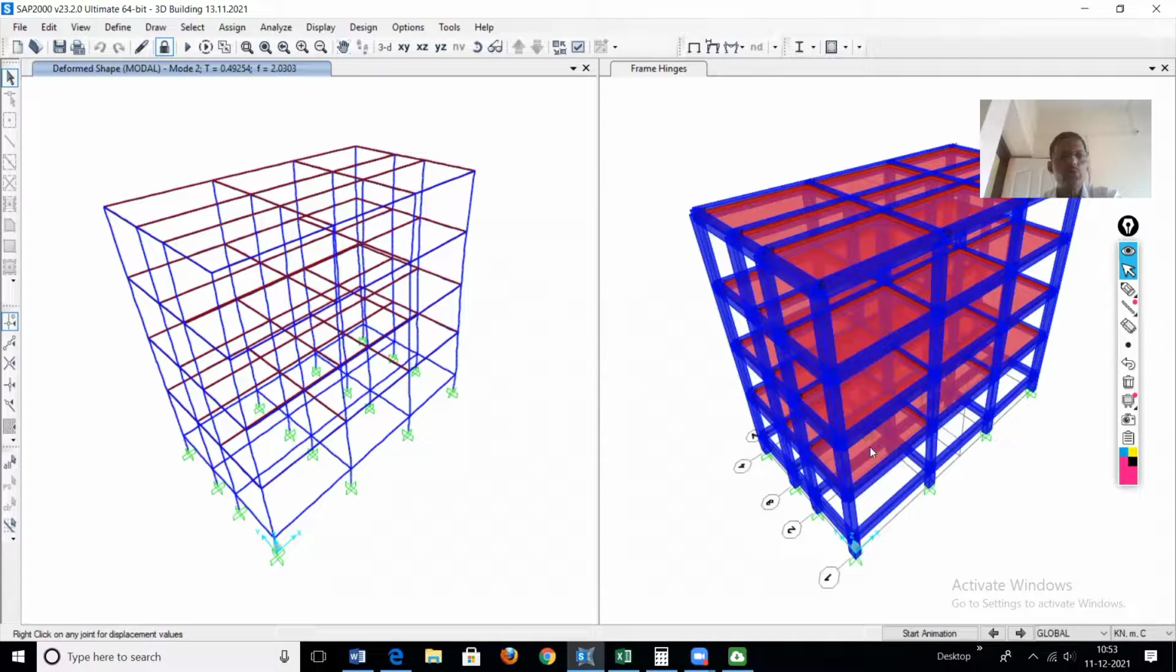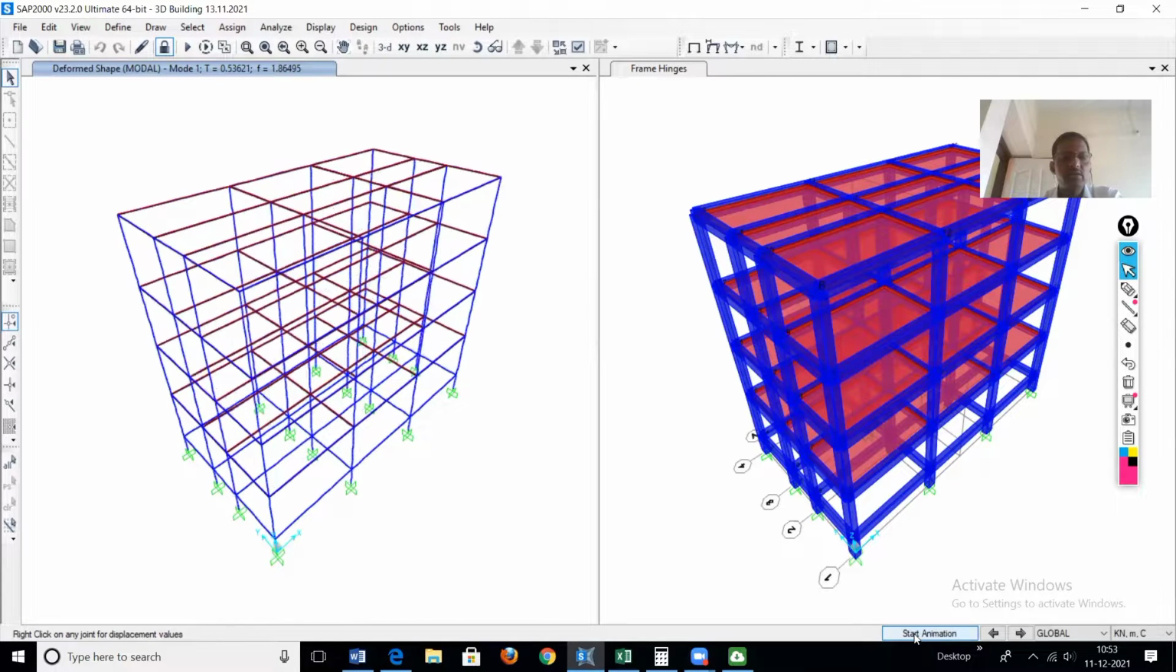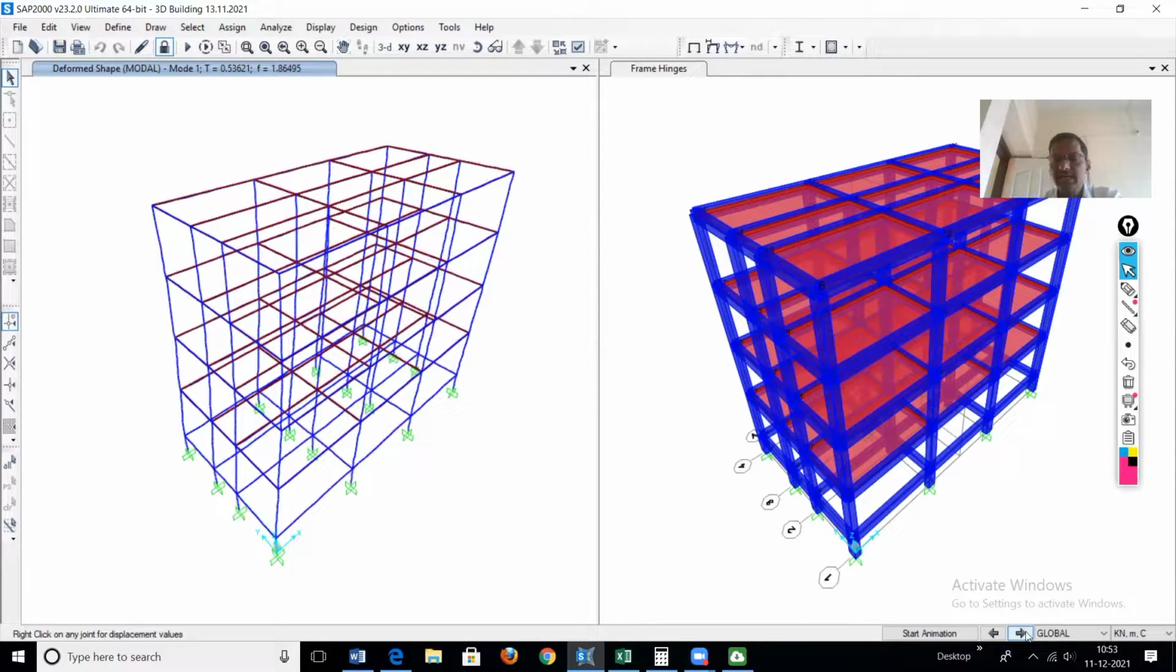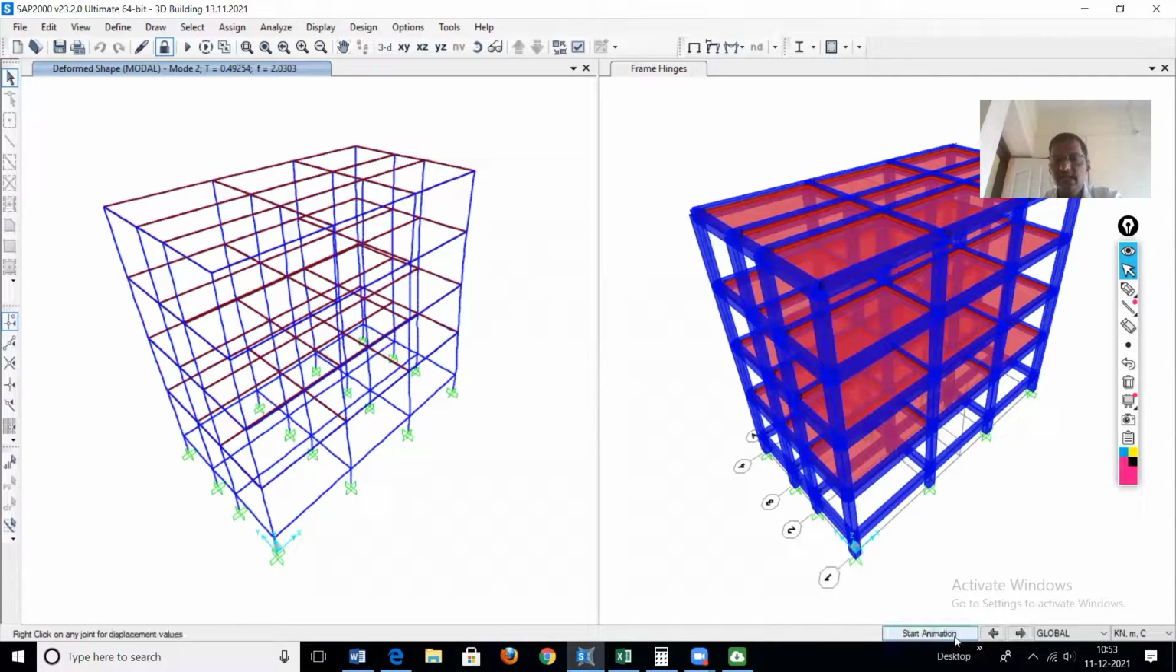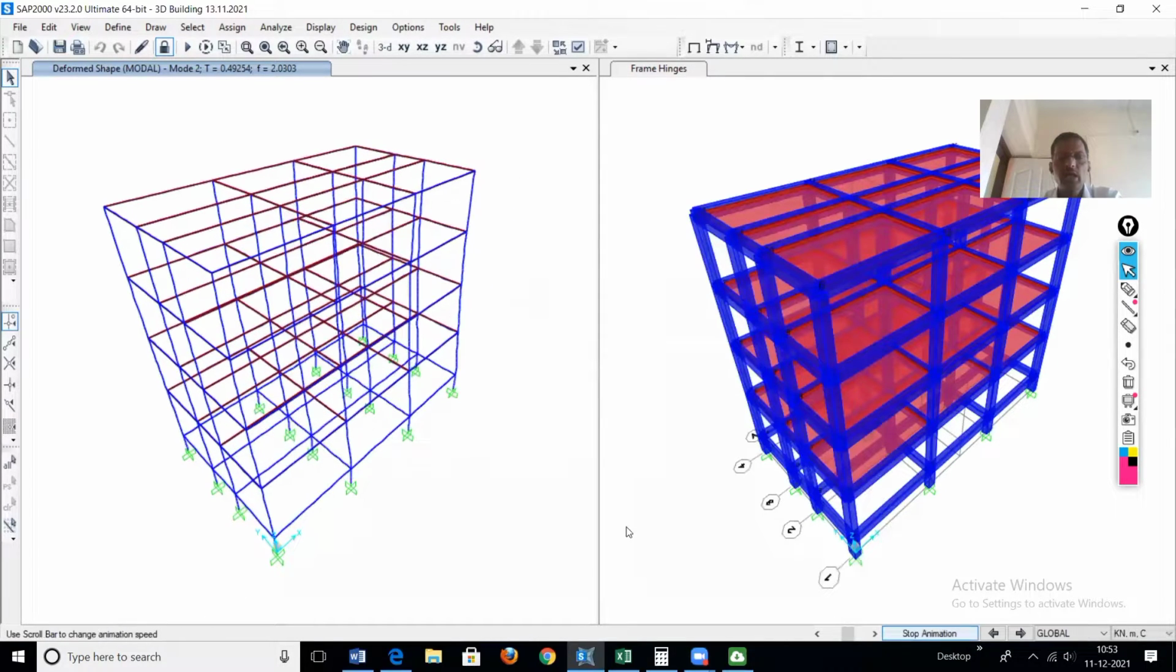I will show the fundamental modes to you. This is the first mode. The first mode is a translation mode in the X direction, and the second mode is along the Y direction, which is also a translation mode. Now, to construct a fragility curve, we require the analysis data.